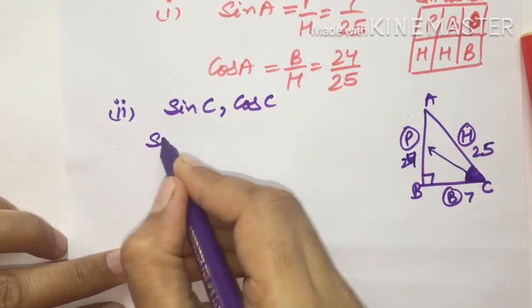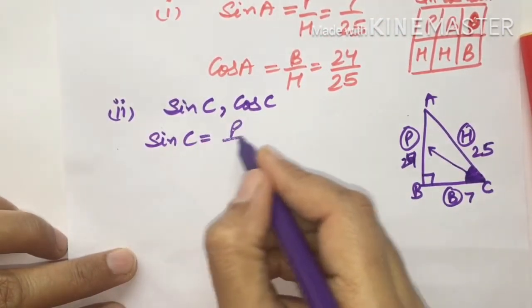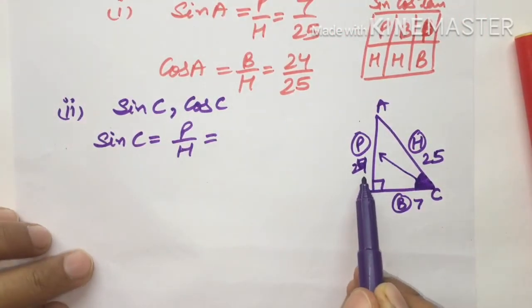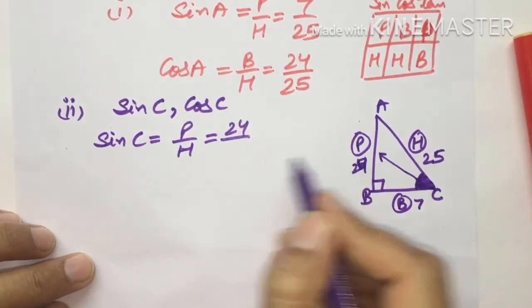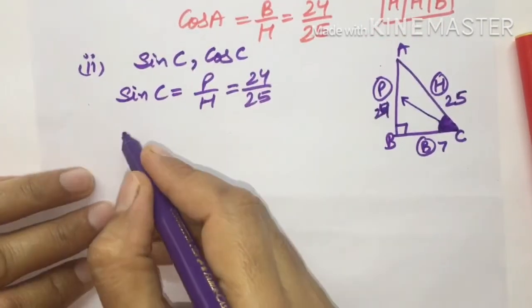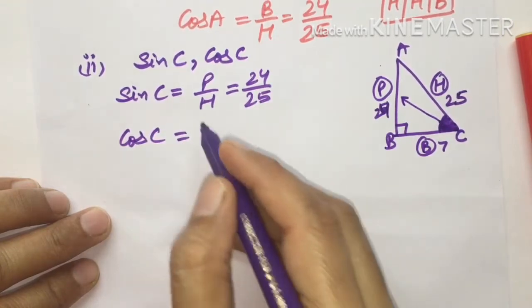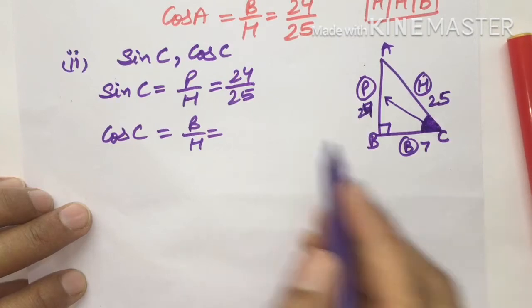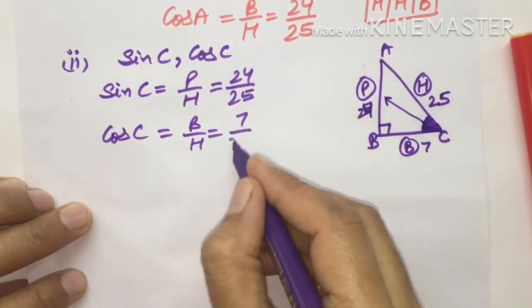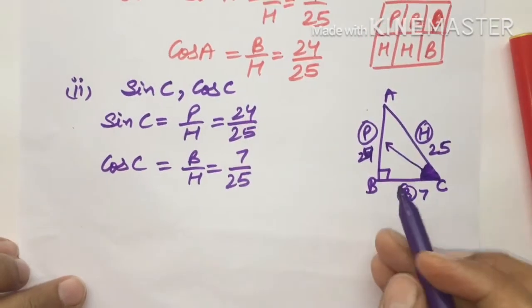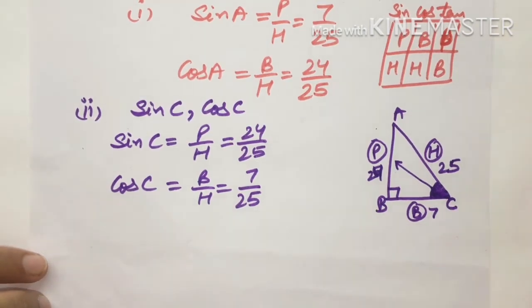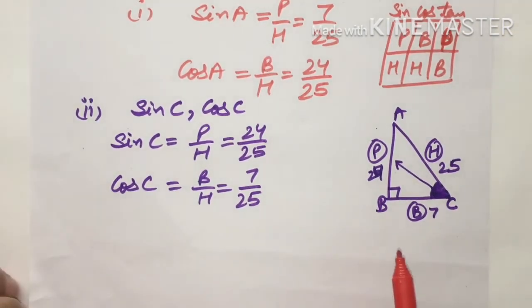So we will put the value of sin C. Again sine is perpendicular upon hypotenuse. Now perpendicular is 24, so we will write 24 and hypotenuse is 25. Cos C is base upon hypotenuse. Now base is 7, so we will write 7 and hypotenuse is 25. It's very easy if we take care of the reference angle. According to the reference angle, the sides will change, meaning perpendicular and base will change.